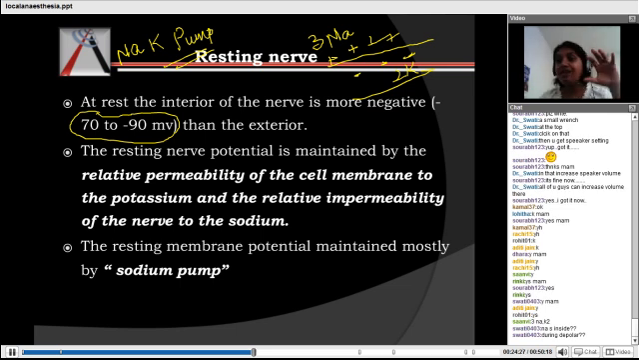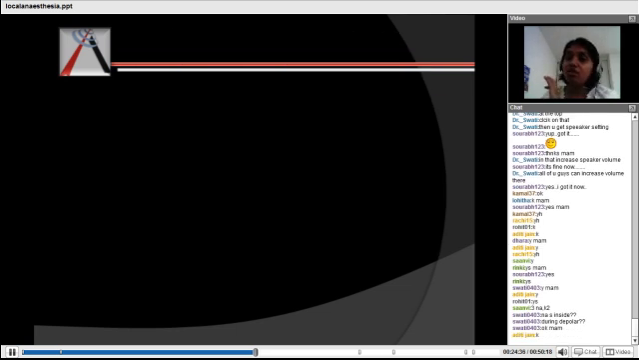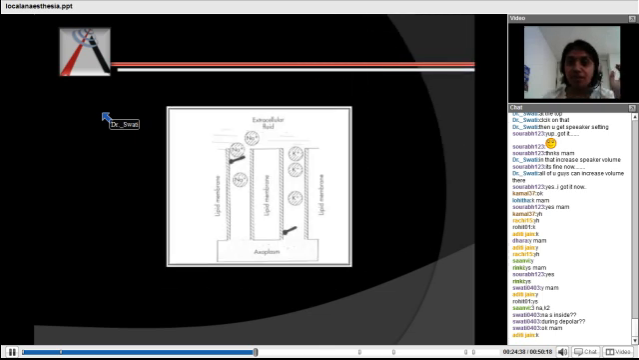No, this is a normal resting nerve. This is not depolarization. This is the normal resting nerve. We have the sodium-potassium pump functioning during the normal resting nerve. Okay, do you see this diagram over here?